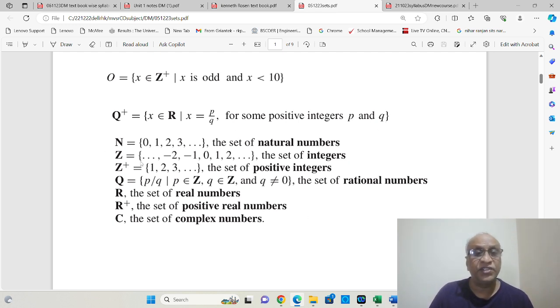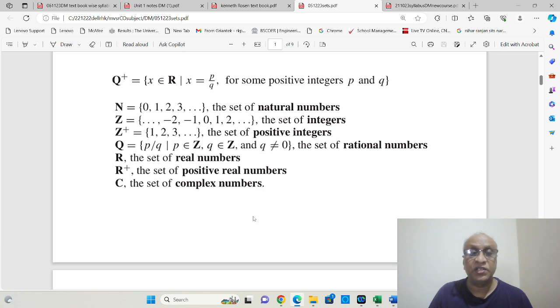A few famous representations of sets are: N is the set of natural numbers, Z is the set of integers, Z plus is the set of positive integers, Q is the set of rational numbers, R is the set of real numbers, R plus is the set of positive real numbers, and C is the set of complex numbers.